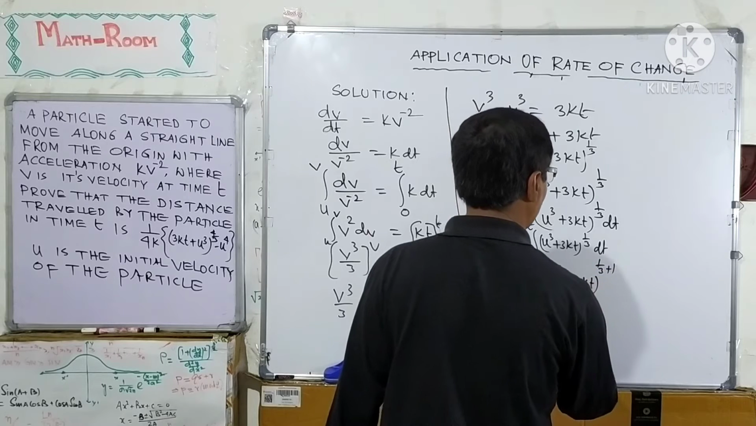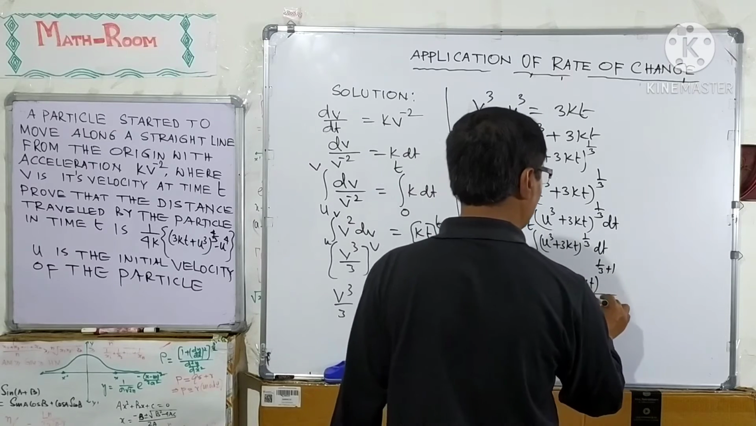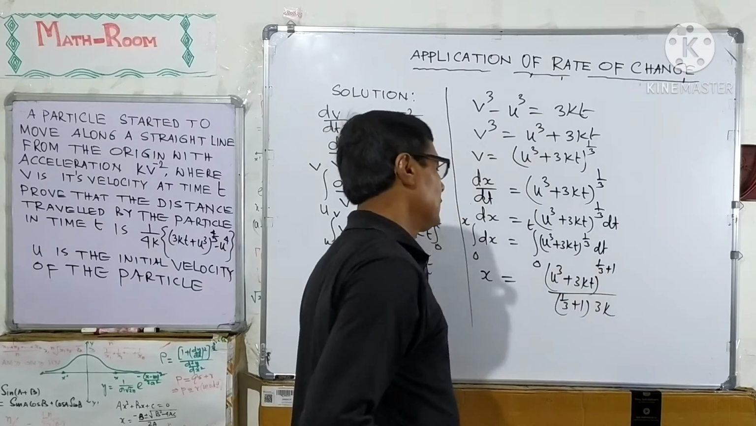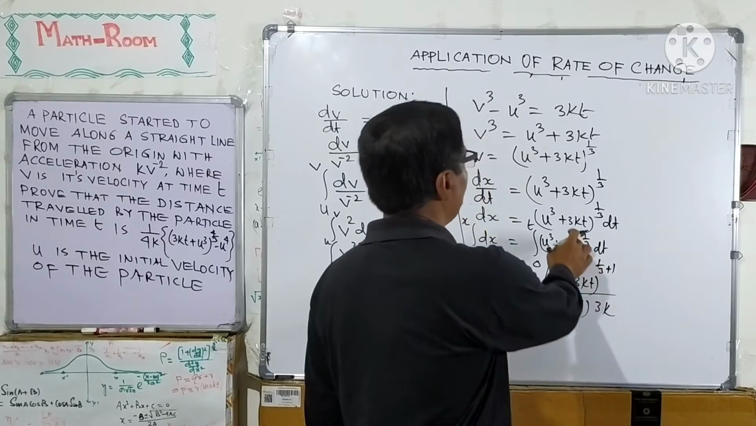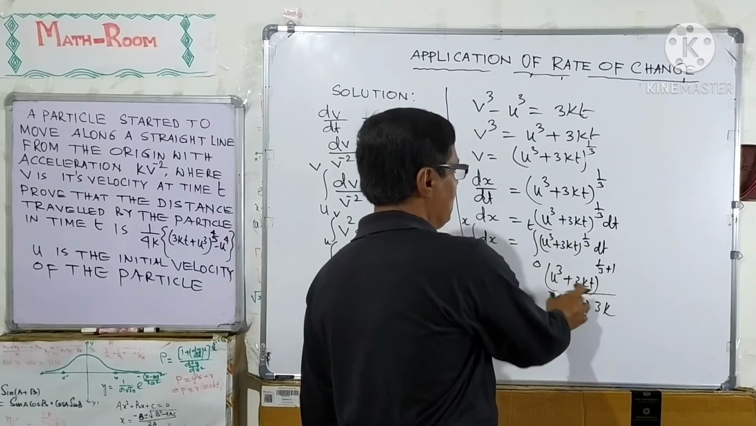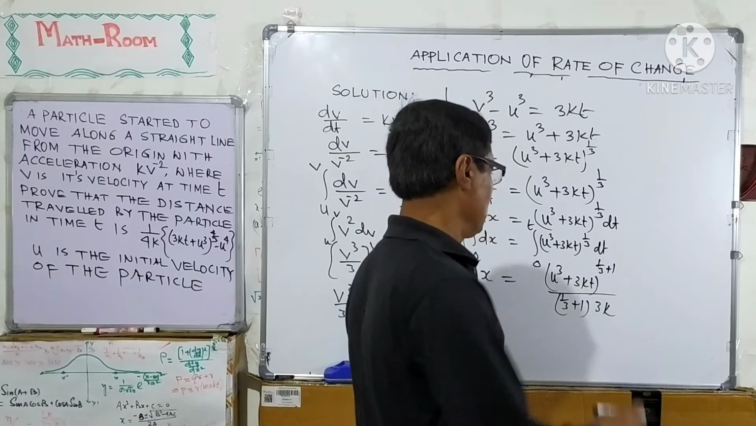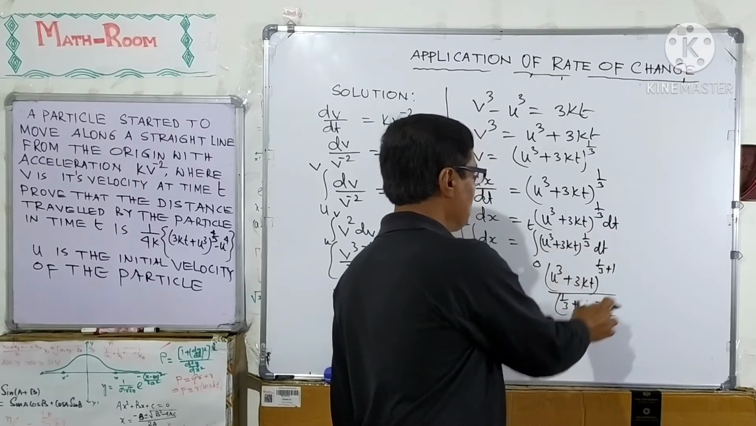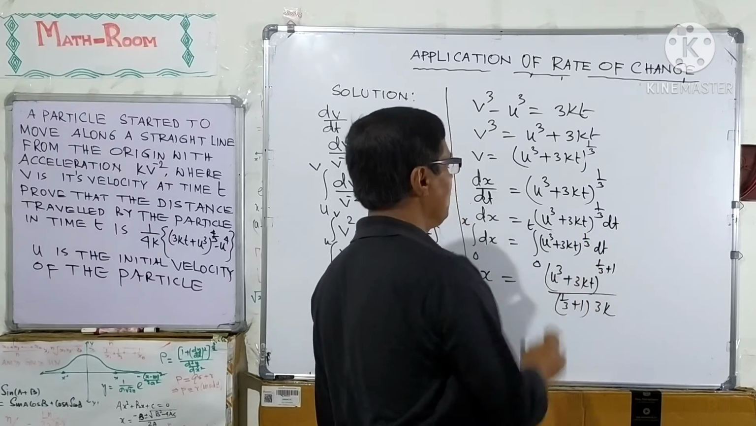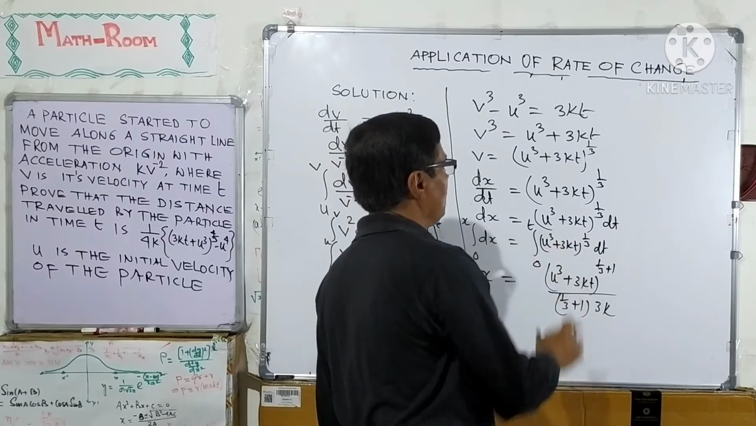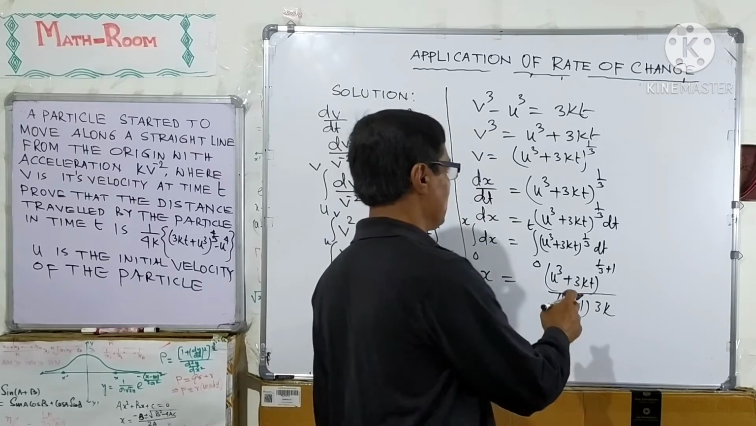u cube plus 3 kt to the power 1 over 3 plus 1, over 1 over 3 plus 1 into 3k. This is the value of this integral. After integrating, we get this result, where 3k is the coefficient of t, so this coefficient is placed in the denominator.